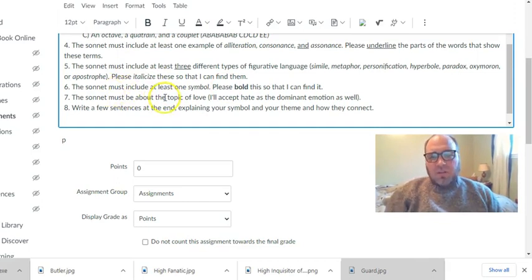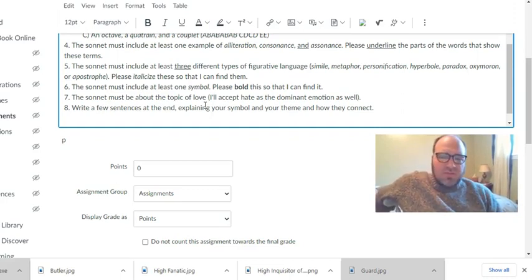Number 6, a sonnet must include at least one symbol. Please bold the symbol so that I can find it. Number 7, the sonnet must be about the topic of love. Now, let's talk about this. Do I want you to write an unrequited love poem to some past fling or to somebody that you're interested in? You certainly can, but no, I don't expect you to do that.